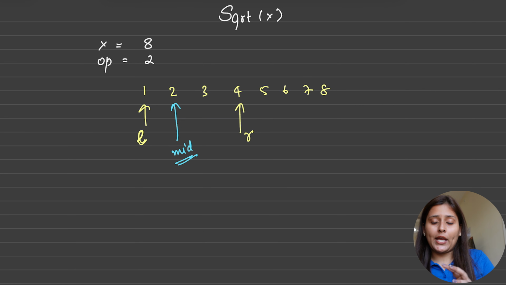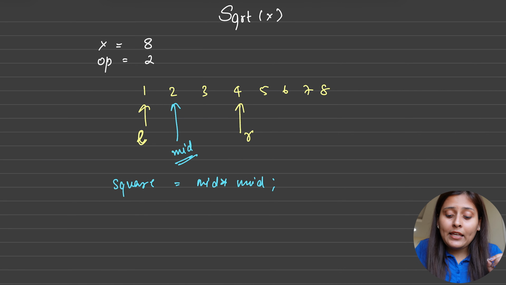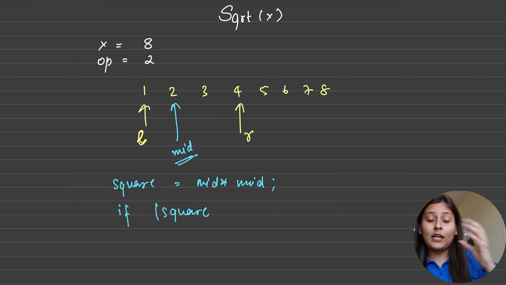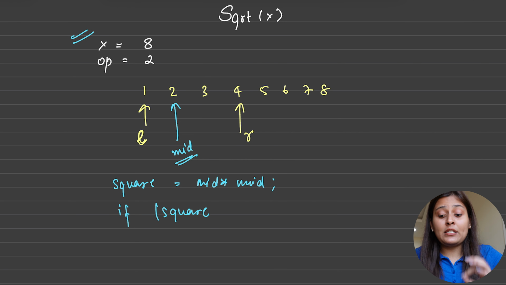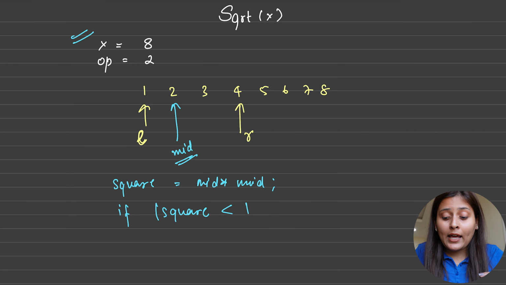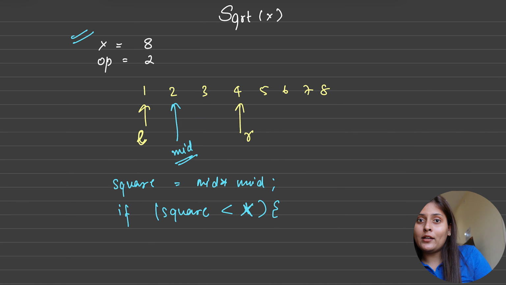So we will simply check. How can we check? First we will calculate the square. So square will be nothing but mid cross mid. And now we have to compare it with the target. And what is our target? Nothing but x. So we will see if this square is less than the target, that is x. So if this square is less, what do you think? We need a bigger number to be squared, correct? We need a bigger number to be squared.